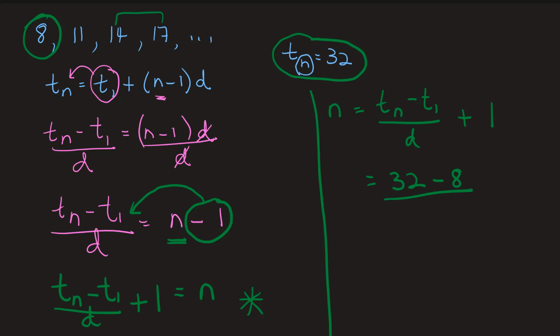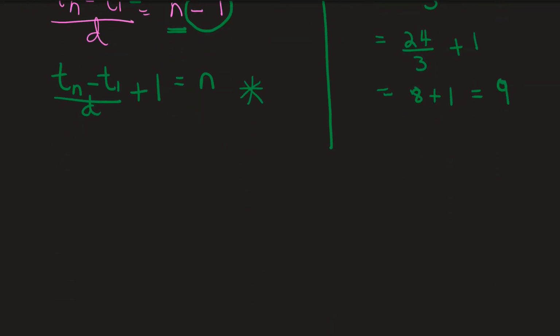D is this term minus this term. 17 minus 14 is 3. Let's do a quick check, another one. 11 minus 8 is also 3. So d is 3, and then plus 1. Right, now we can tidy this up. 32 minus 8 is 24. 24 over 3 plus 1. 24 divided by 3 is 8 plus 1. And that gives me 9. So n is equal to 9 and this means that it is the 9th term that is 32.